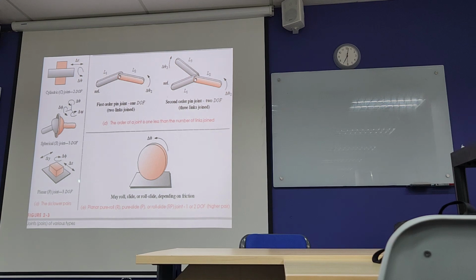Okay. So in this case, you can see a planar joint. Here the motion can be in 3 dimensions: along x, along y, or it can have a rotational motion. So in this case, the degree of freedom is 3. Now this is a spherical S joint. Again the degree of freedom is 3, so you need to know the position along x, y, and z.